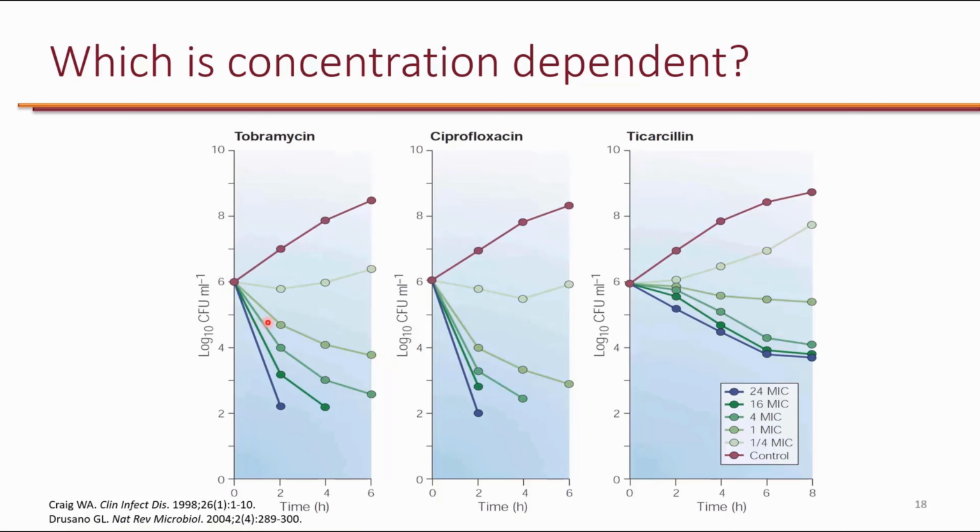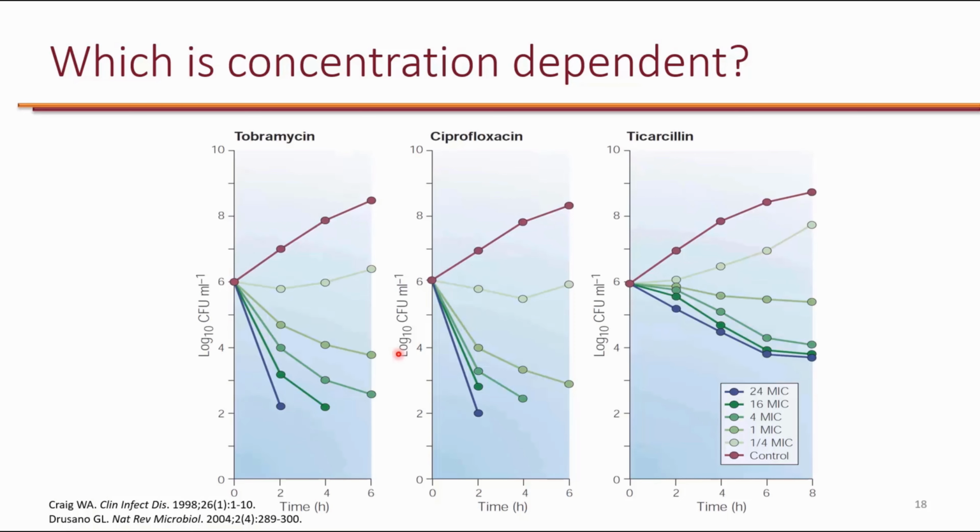Now at higher concentration, so for example at 4 MICs, you can see that bacterial growth actually drops faster, and as we increase the concentration, this drop in growth of bacteria becomes larger and larger. This suggests that tobramycin has concentration dependent killing, meaning that the more of a concentration of tobramycin that we use, the more the growth of this organism was dropped.